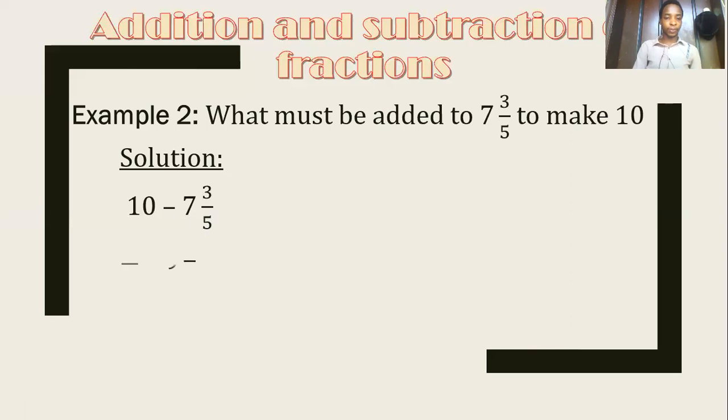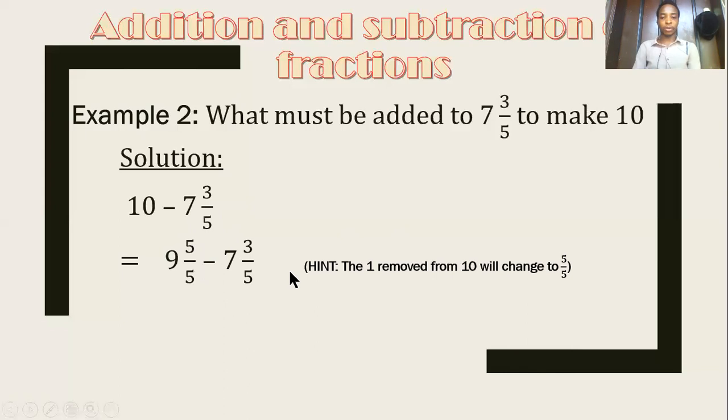See what I mean? So I borrowed 1 from 10, which remains 9. The 1 I borrowed has now changed to 5 over 5. Why? Because 5 is my denominator here. I hope you get that. Whatever your denominator is, that is what your 1 will change to. So that means it's very simple, and you'll see the reason why as we progress. So this is what I meant: the 1 I removed from 10 will change to 5/5 because my denominator for the other fraction is 5.